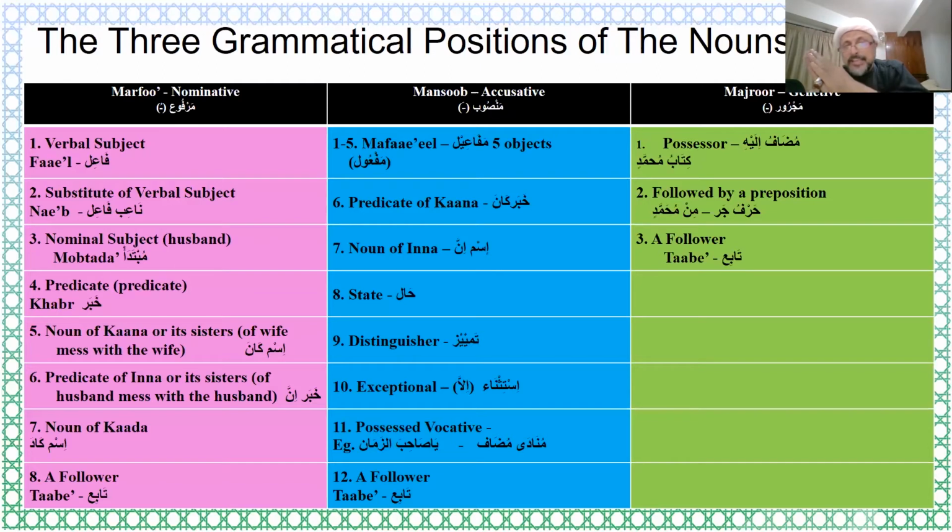So we have verbal sentence, we have nominal sentence. These two are related to the verbal sentence. These are related to the nominal sentence. 3, mubtada, 4, khabar, 5, 6, predicate of inna, or its sisters. And then we have the noun of kana. Just remember kana, kan means ear, she fills the ears up and then messes up with the wife. So these sisters mess up with the wife.